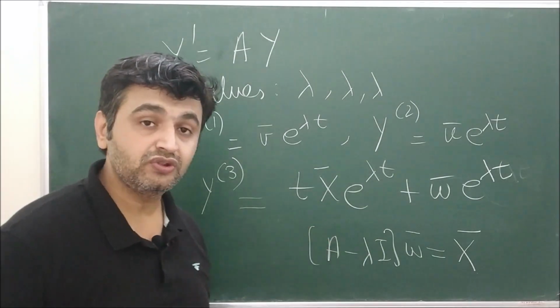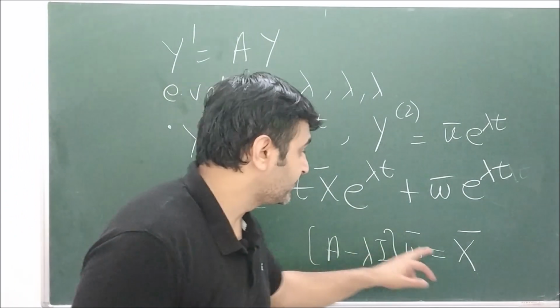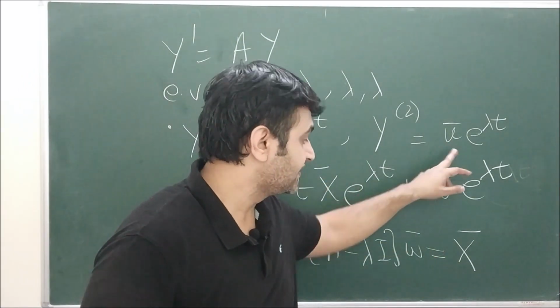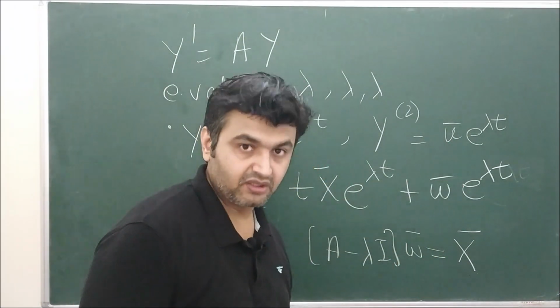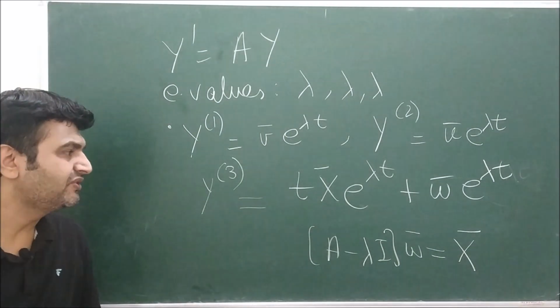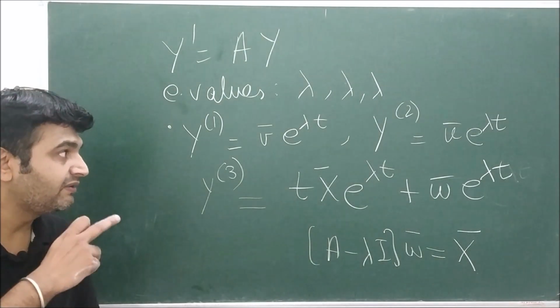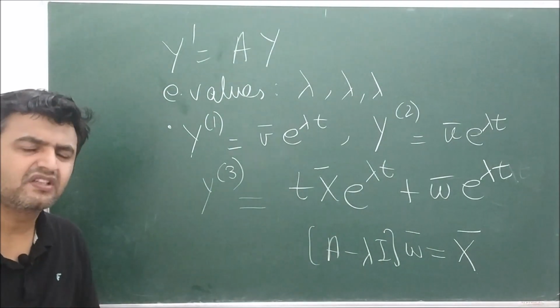So what x bar will you choose? Your x bar is nothing but some linear combination of v bar and u bar, such that this system can be solvable. Okay, so that's how you have to choose your x bar. Usually many times you take x bar as the average of u and v. That means you take x bar as v bar plus u bar by 2. That works most of the times.